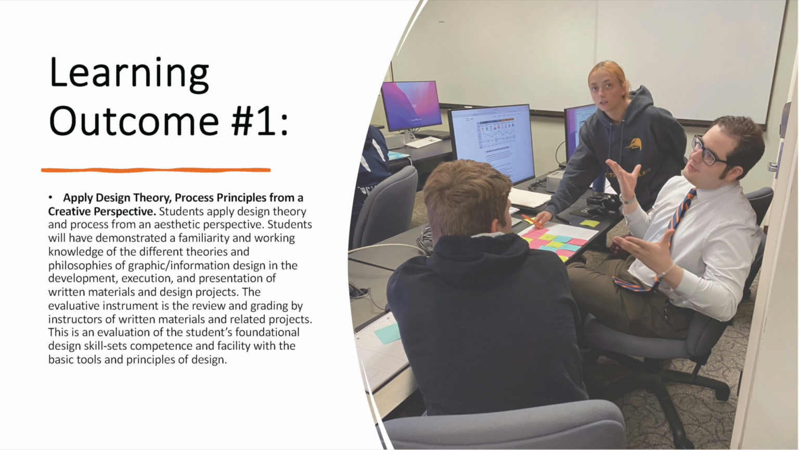Learning Outcome 1 supports a design foundation for visual aesthetics. Students apply design theory and process from an aesthetic perspective. Students will have demonstrated a familiarity and working knowledge of the different theories and philosophies of graphic information design in the development, execution, and presentation of written materials and design projects.